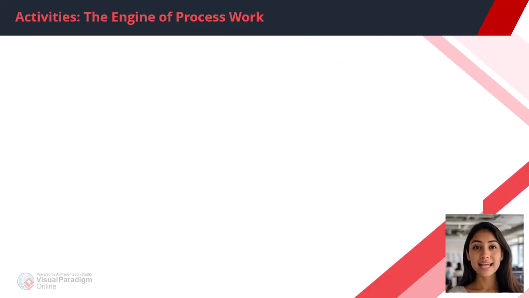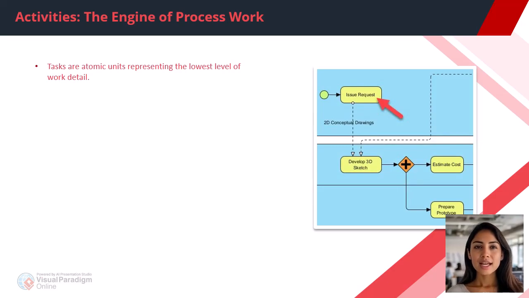Activities represent the actual work performed within a process. They are the primary drivers of value creation and are categorized by their complexity. There are two types of activities: tasks and sub-processes. Tasks function as the indivisible building blocks of any process model. They represent specific, single actions that cannot be broken down further without losing their meaning.